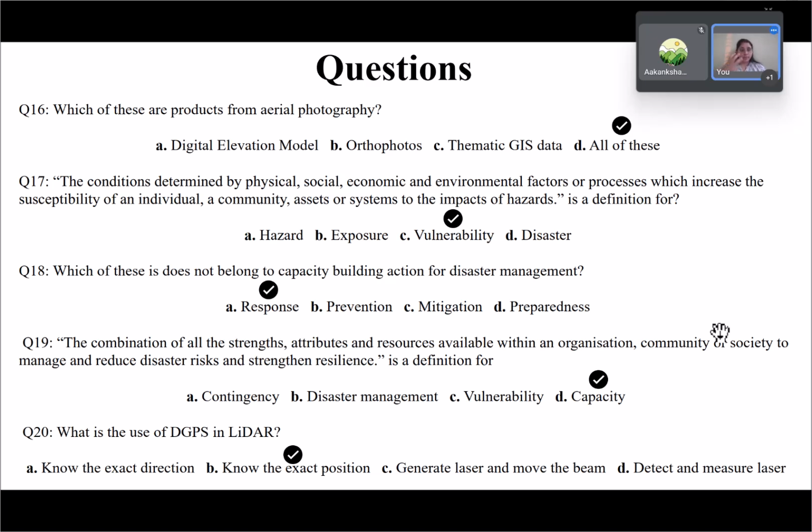How do you tackle the disaster? Response is recovery, and how do you react to the disaster? Combination of all the strength and resources, basically capacity. We have discussed this, and last is DGPS, which is basically differential GPS. It gives you the position.